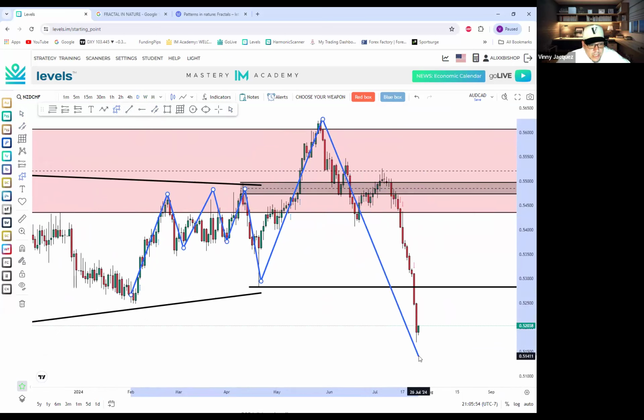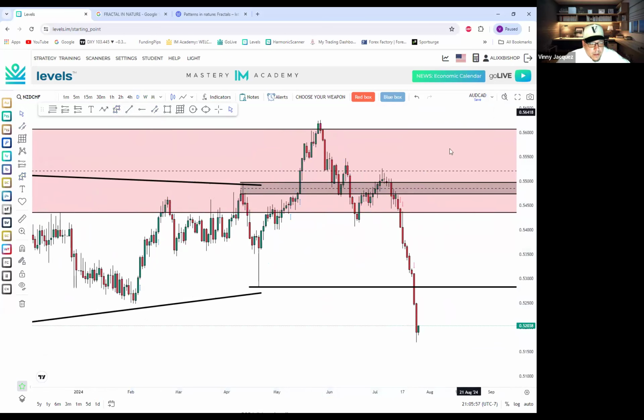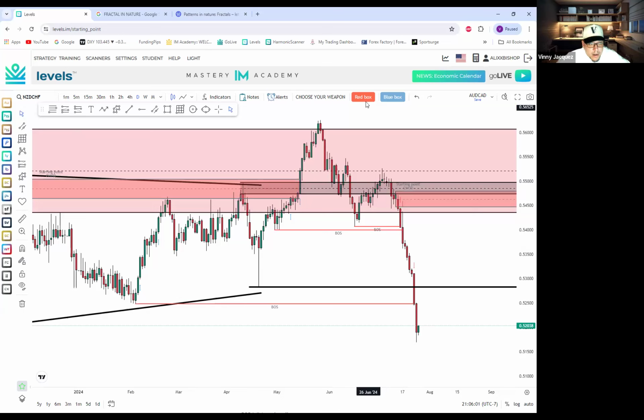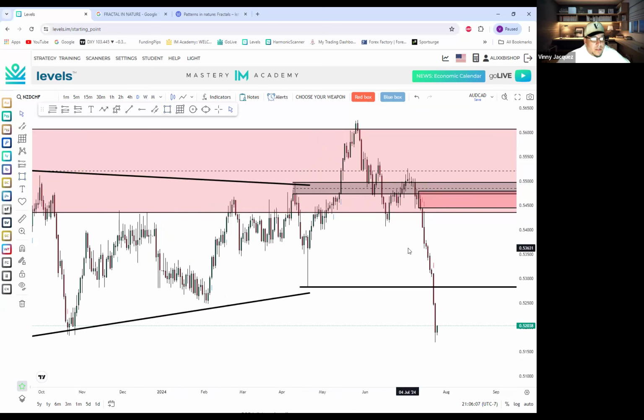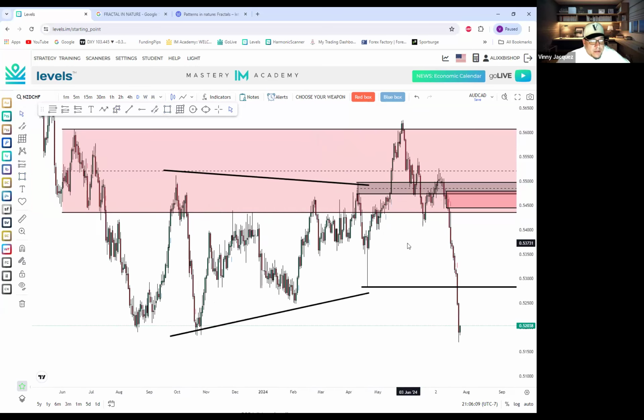Head. Change of character. Look at where my starting point is. Right on top of that left shoulder. So this is nice. This is clean, guys.